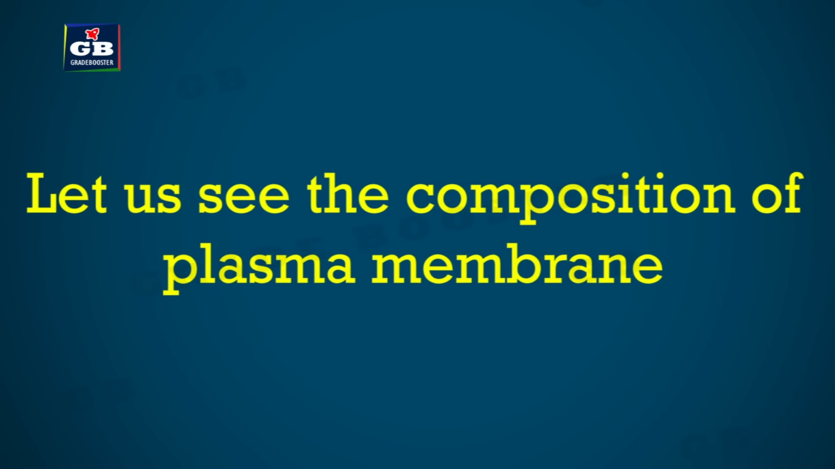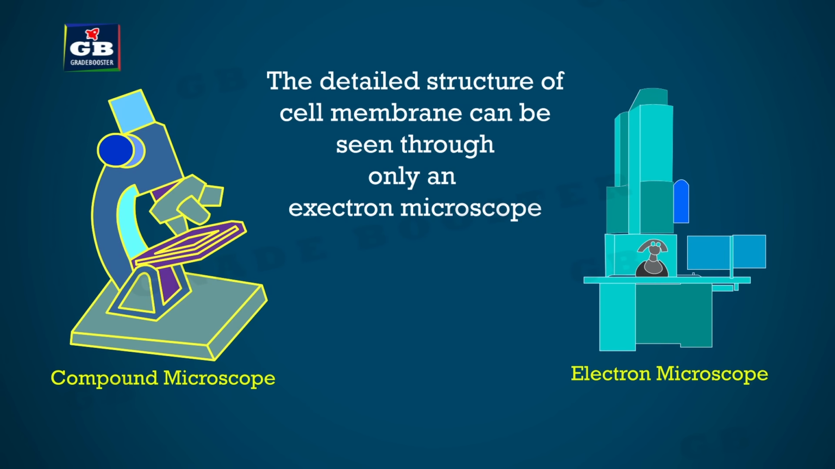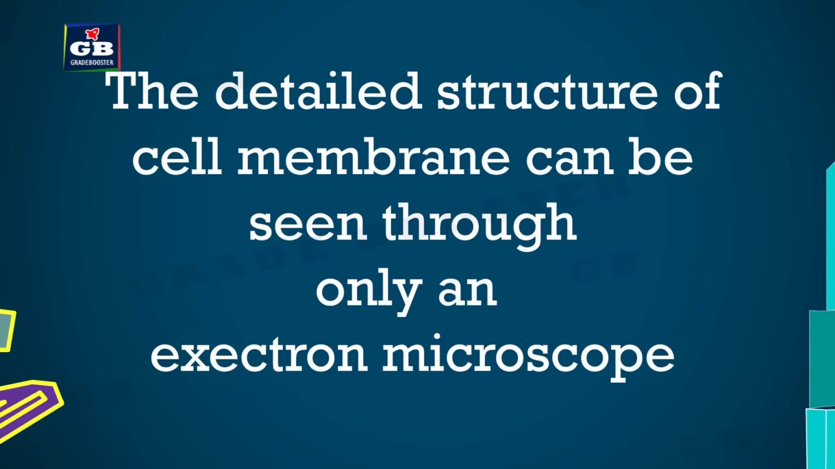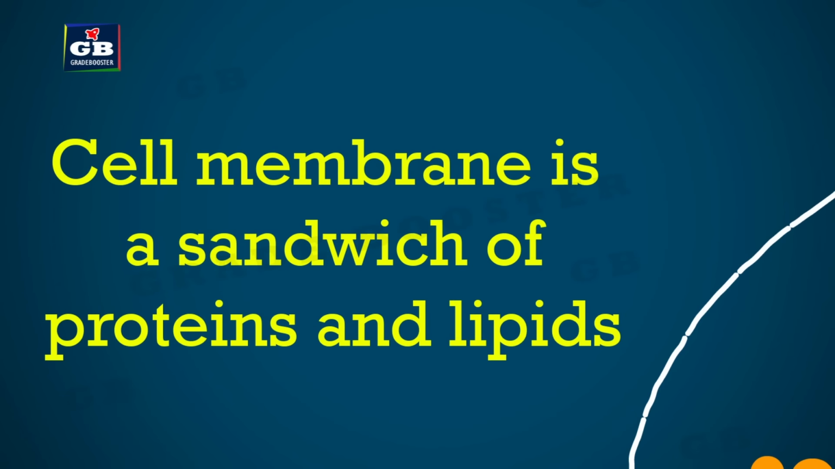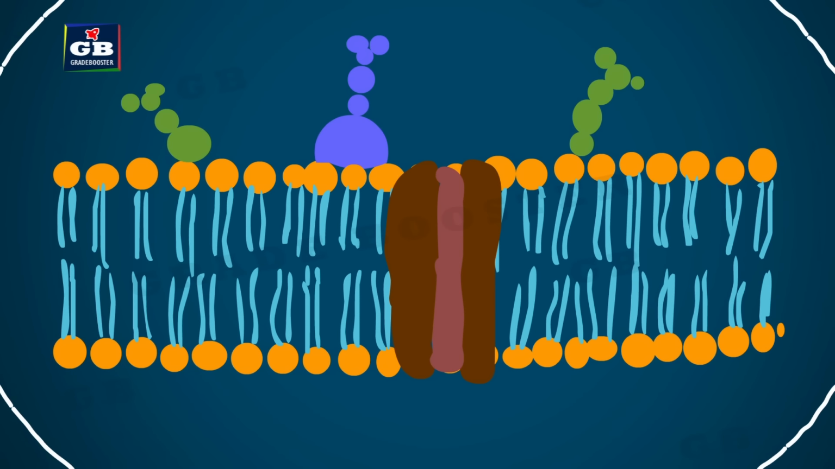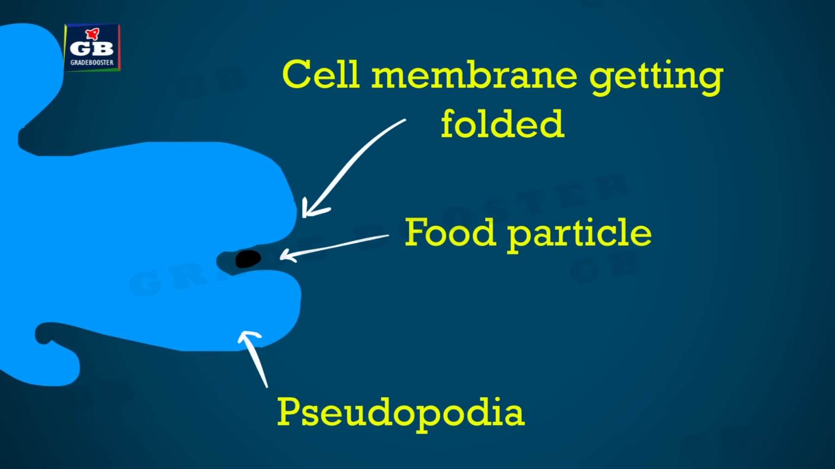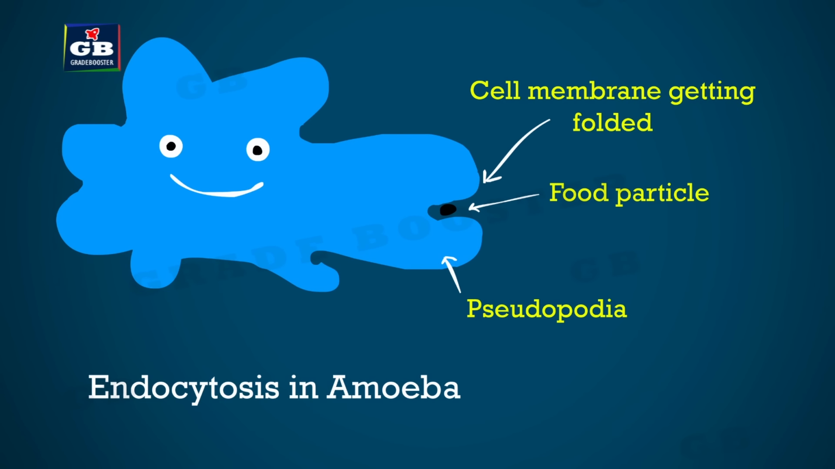Now let us see the composition of the plasma membrane. Can we see the structure of plasma membrane through a compound microscope? No. The structure of plasma membrane can be seen only through an electron microscope. Plasma membrane is made up of carbon compounds like lipids and proteins. Organisms like amoeba engulf the food materials through their cell membrane. This process is called endocytosis. In the next video, we will learn about the cell wall and nucleus.